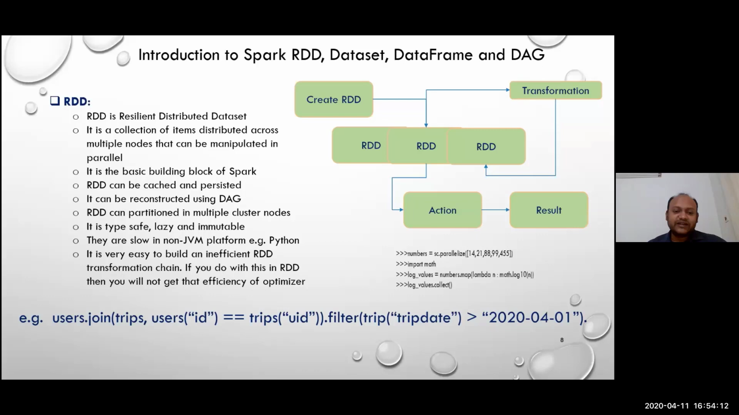And then coming to immutable. It means that whenever you create one RDD, you cannot change it during the execution period.